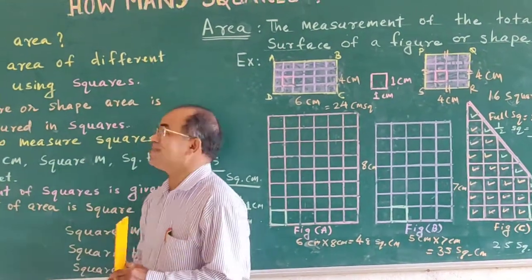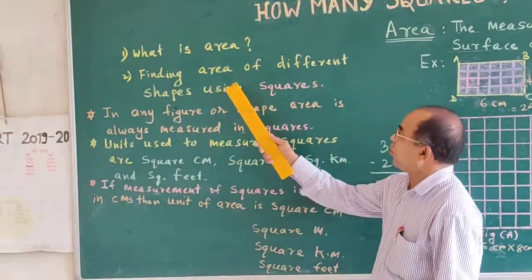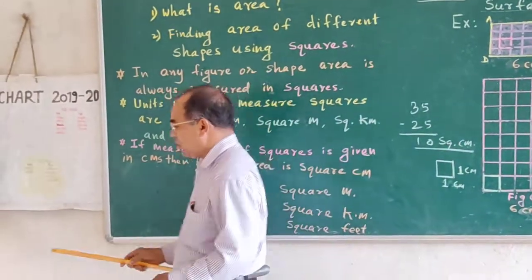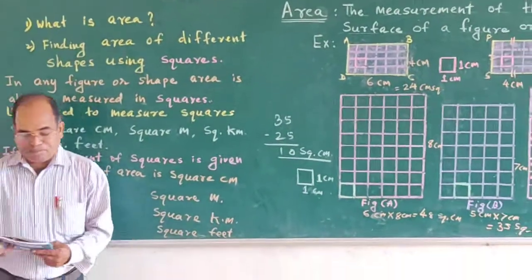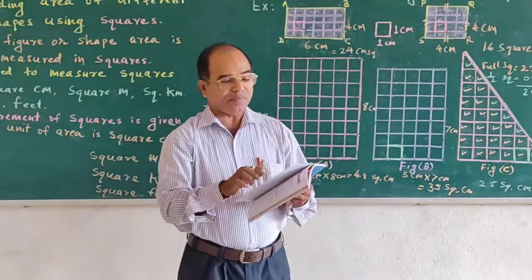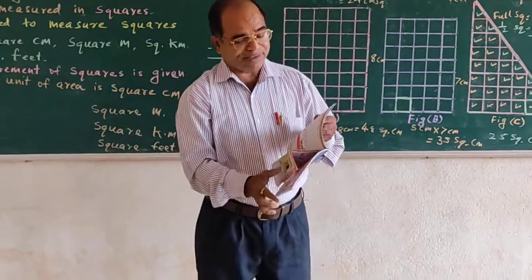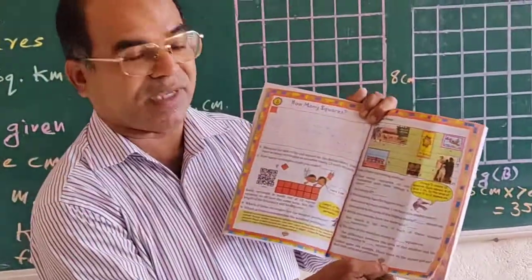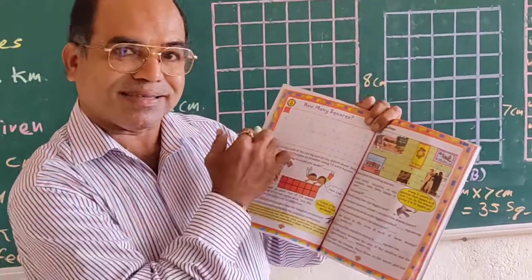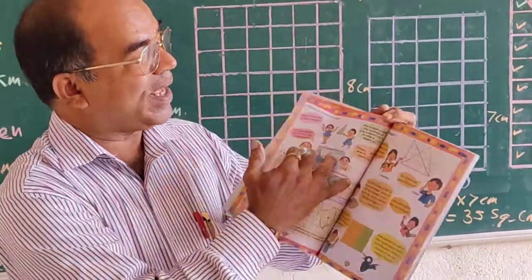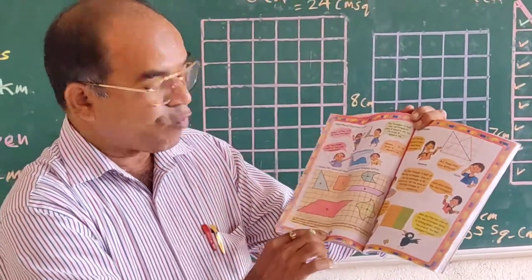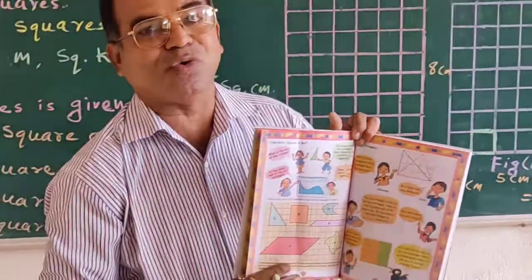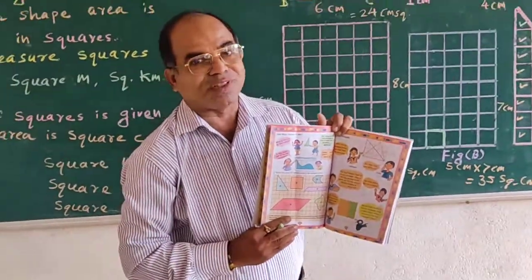So today we discussed what area is and also finding the area of different shapes using figures. So here is the homework for you. With your Mathematics Part 1 textbook, you can open the topic 'How Many Squares'. On page number 35, some small exercises are given. In the same way, you have to solve these exercises. One more exercise you have to solve is on page number 40. Page number 35 and page number 40. These two exercises you have to solve as homework for this topic.